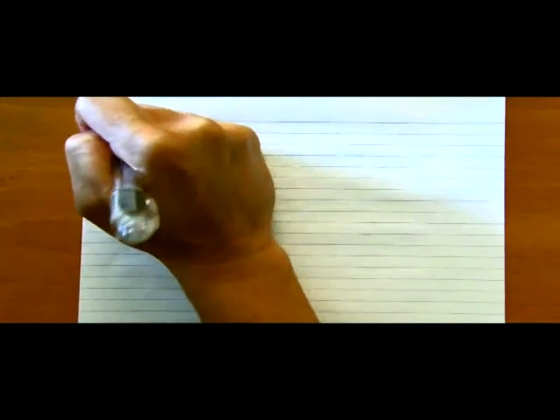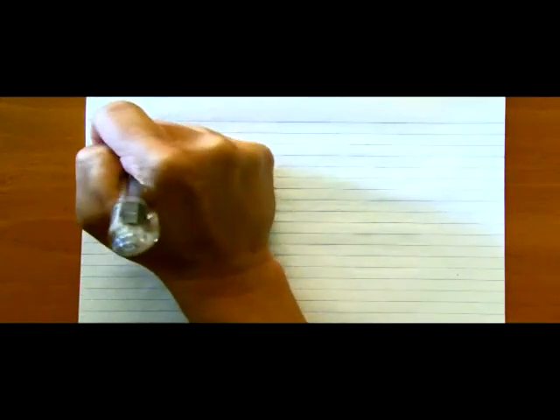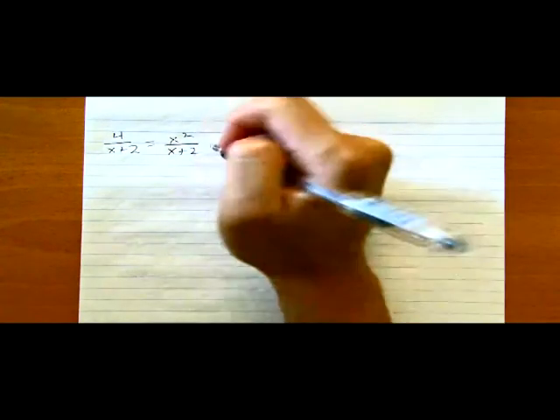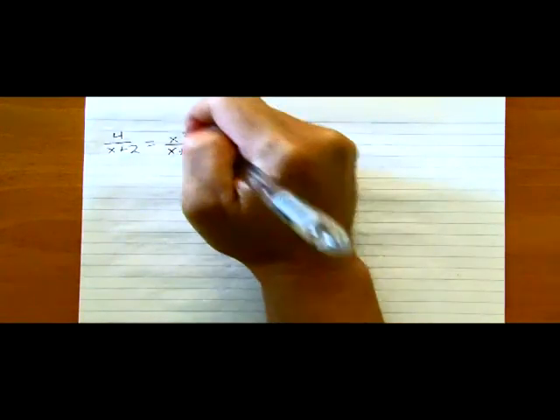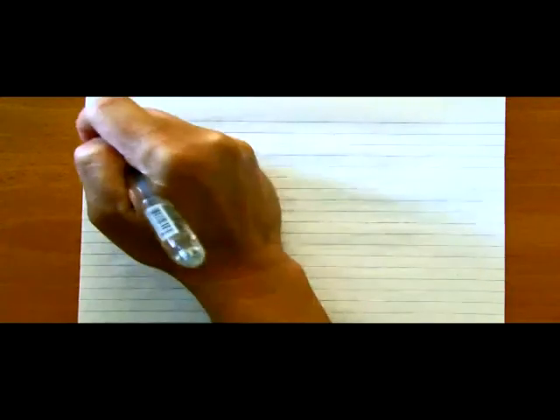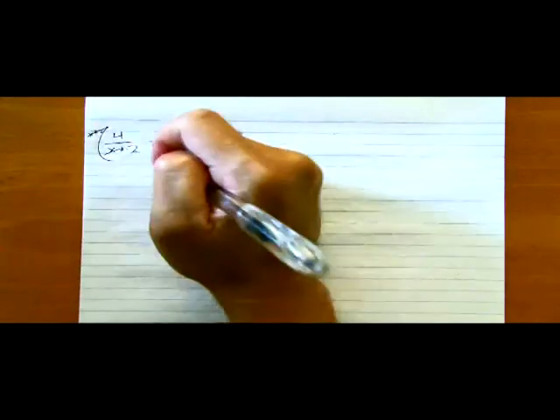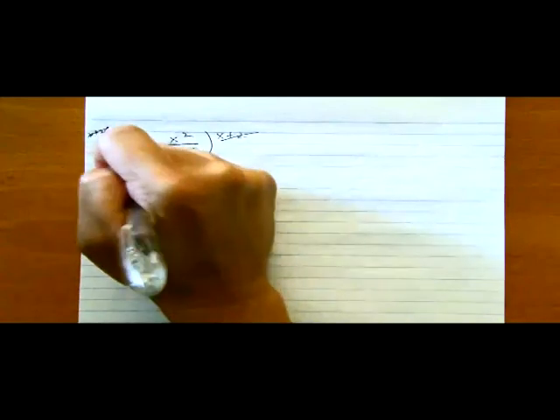Okay, next problem. 4 over x plus 2 equals x squared over x plus 2. The denominators already match. So, we don't need to get them to match, we just need to eliminate them. So, left and right, we are going to multiply both sides by x plus 2. That'll eliminate the denominator. We're left with 4 equals x squared, no fractions.